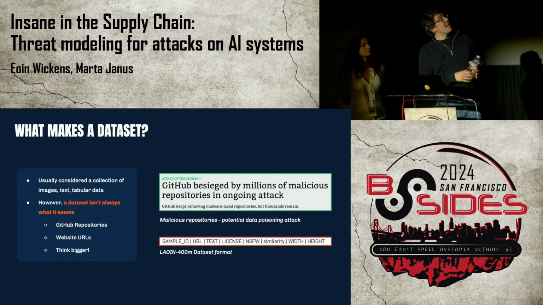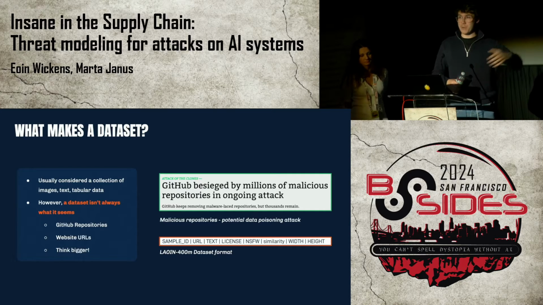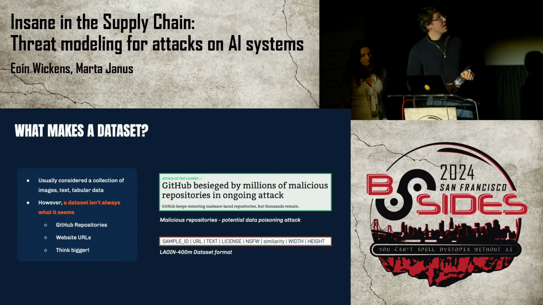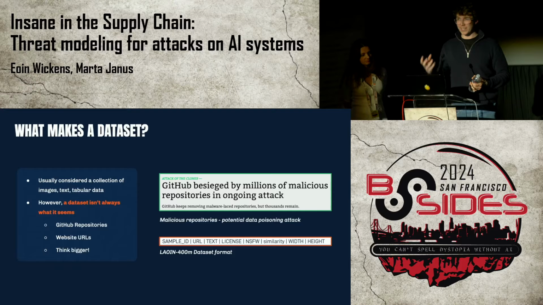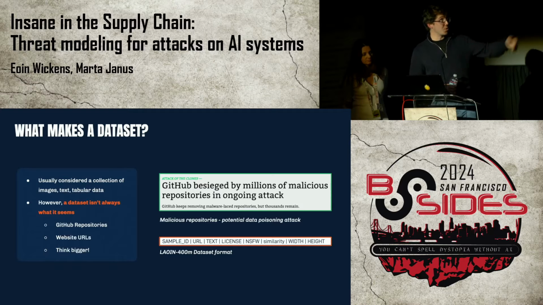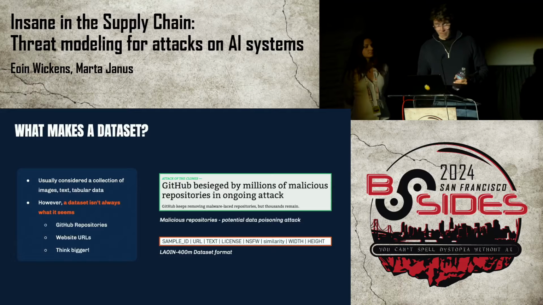So data is usually comprised in a data set. What is a data set? It seems kind of obvious. Usually we think of them as things like images, text, tabular data, but data sets don't always take this form. You can think of data as a website. You can think of it as a GitHub repository. You can think of a data set as a collection of references to other pieces of data. And when you think about that, it opens up different attack vectors.